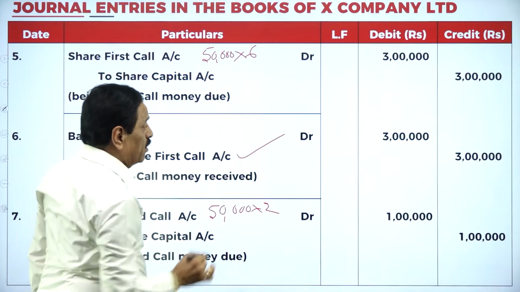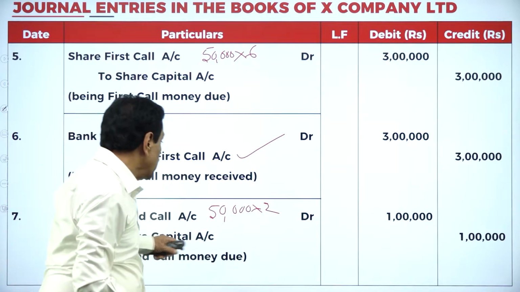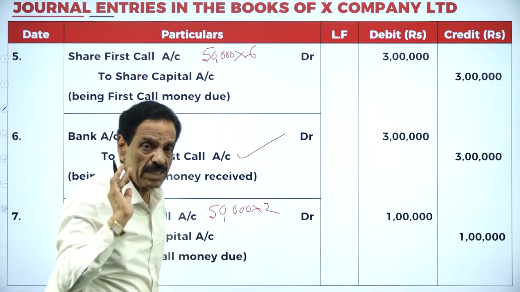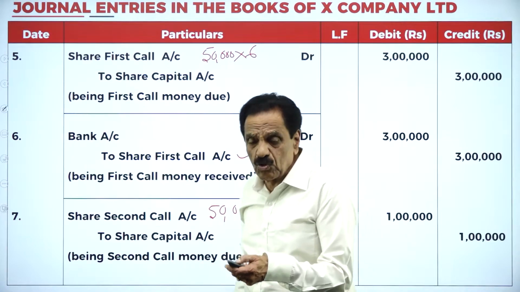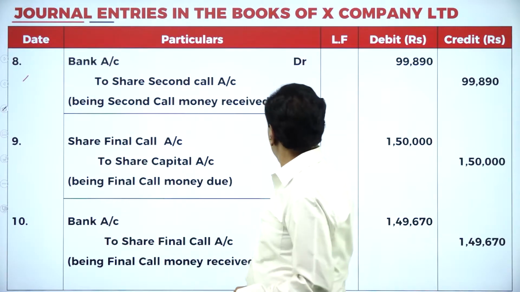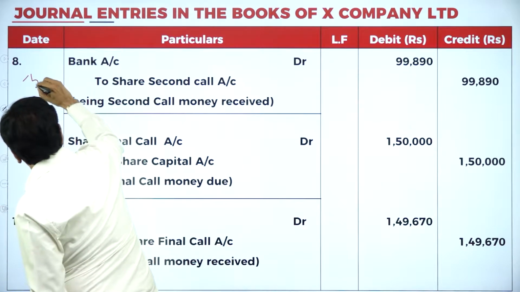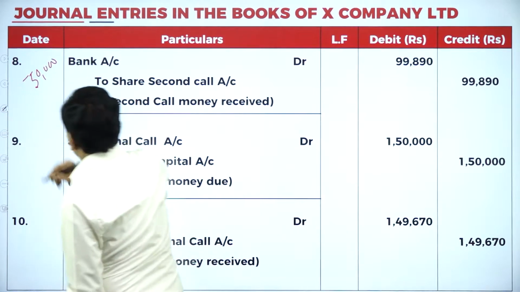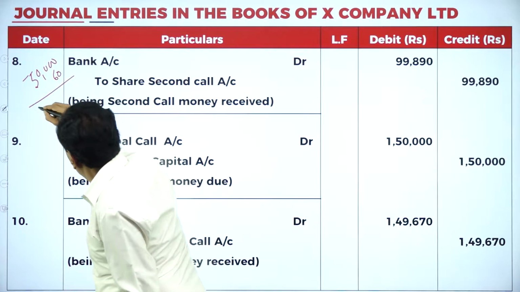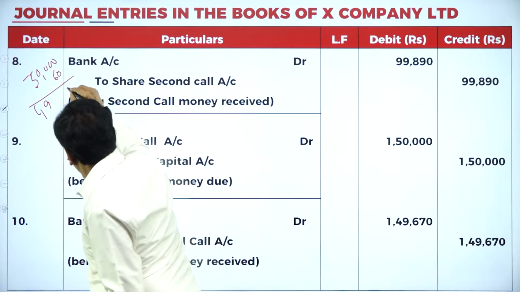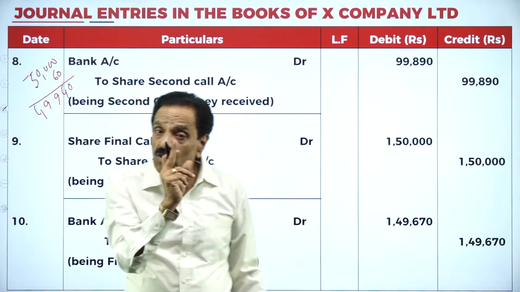Share first call account debit 3 lakh to share capital account 3 lakh. Bank account debit to share first call account. Regarding the final call, you have to receive 2 rupees on 50,000 shares. How many shares' money could not be received? Out of that, 60 shares we could not receive. You are going to receive money for 49,940 shares.